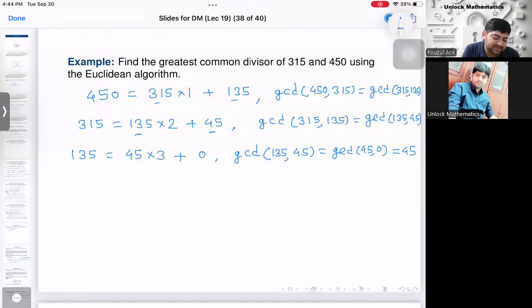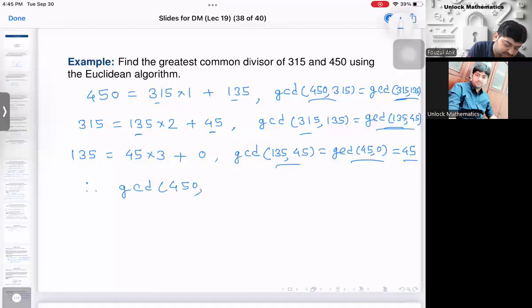Now, GCD of 450, 315 is equal to GCD of 315, 135. But this one is equal to GCD of 135, 45. And GCD of 135, 45 is finally GCD of 45, 0, which is 45. So the final answer, GCD of 450, 315 is equal to 45. Our problem is done. Clear? So 45 is the answer.